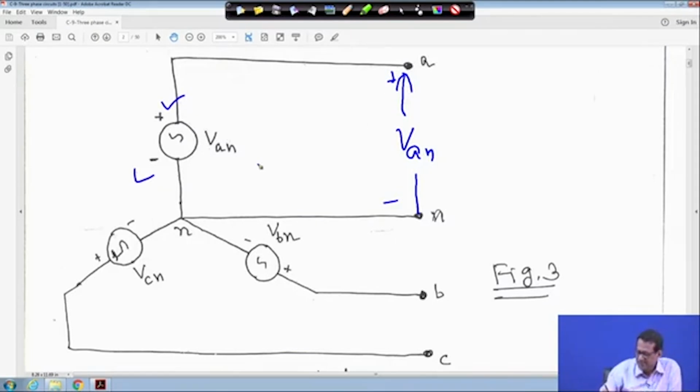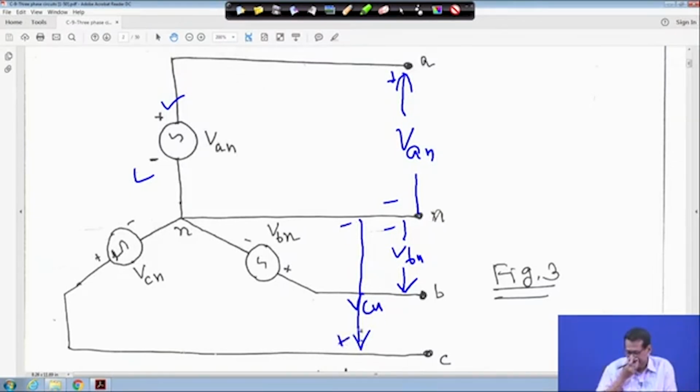Similarly, when you take VBN, this is my arrow, so B is plus and this is minus. Similarly, my VCN, so VAN, VBN, VCN. Here, this is my VCN, right? So an arrow means positive, and nothing shown means negative, right? So VAN, VBN, this is figure 3. This is voltage VAN, this is VBN, and this is VCN, right?